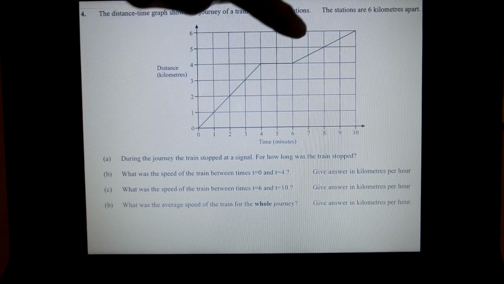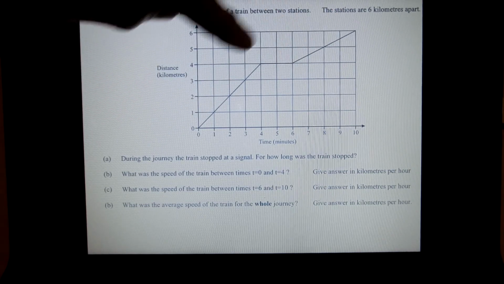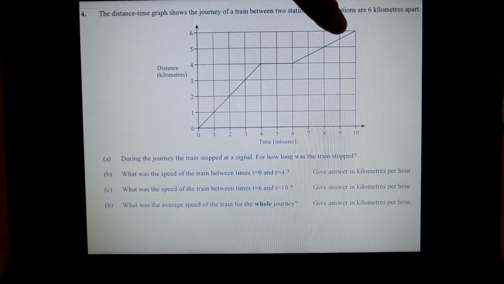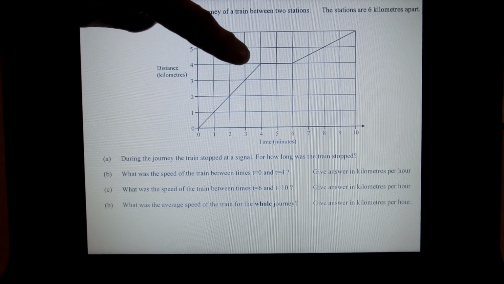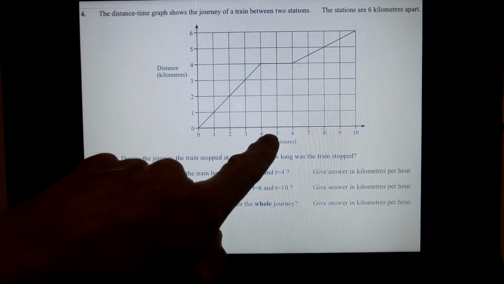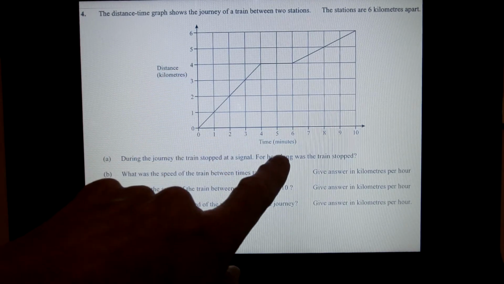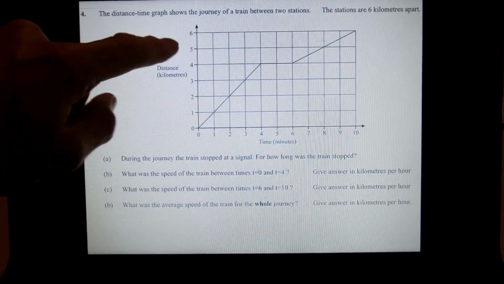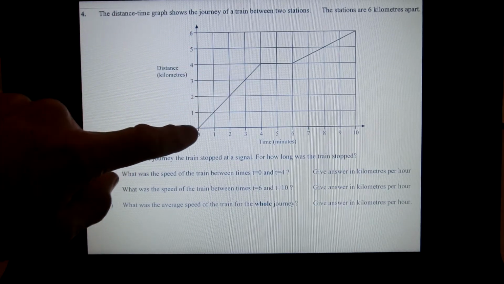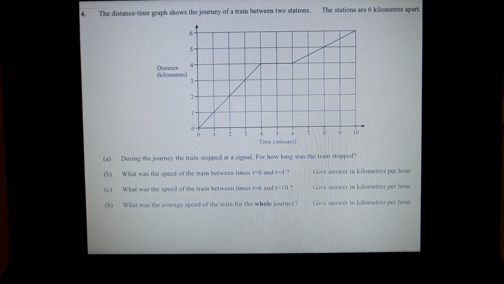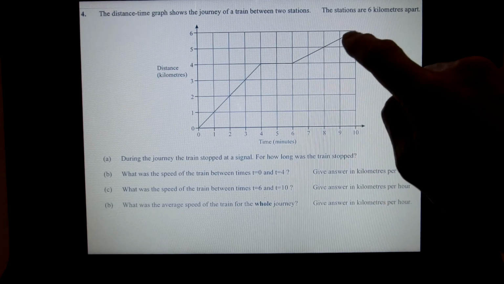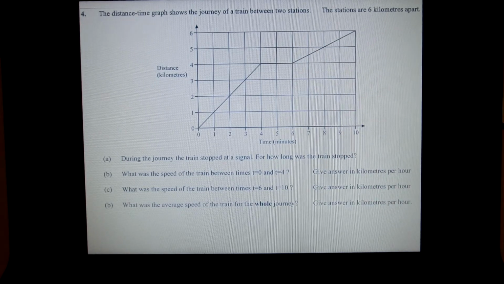In which of the two parts of the journey is the train moving faster? This line here is steeper than this one. In this part of the journey, in 4 minutes it covered 4 kilometers, but here in 4 minutes it only covered 2 kilometers. So the first part of the journey is faster than the third part of the journey, this part up here. So you can use the gradient, or the steepness, of the line to tell you how quickly something is happening, the rate of travel or the rate of filling up the container.